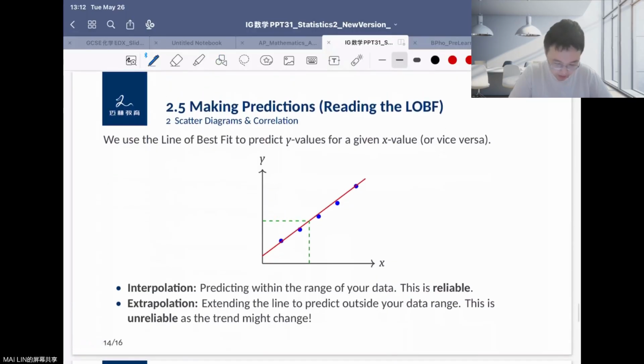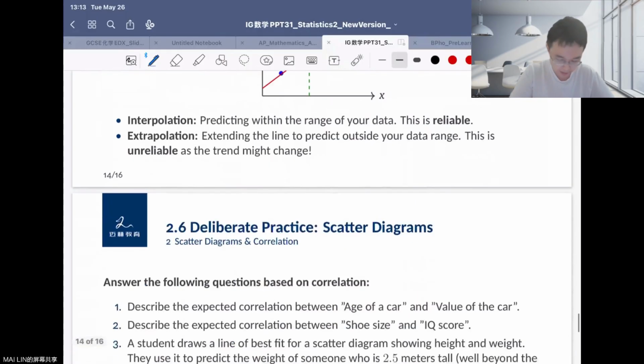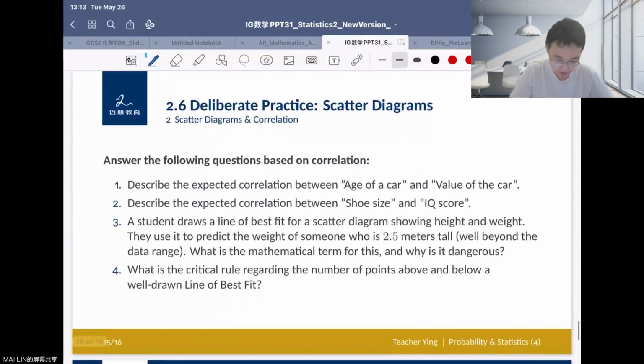And the last topic is making predictions. We can use the points and connect them with a straight line, and there's a direct proportion here. That is the line of best fit. Also, here's a little practice for you. You can try to do this, but it's a very easy answer, okay?